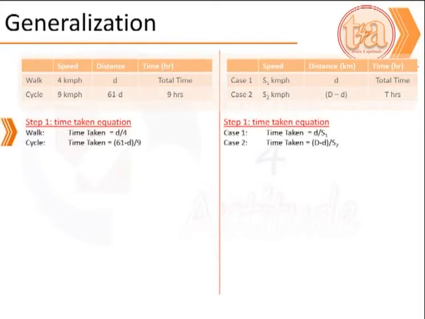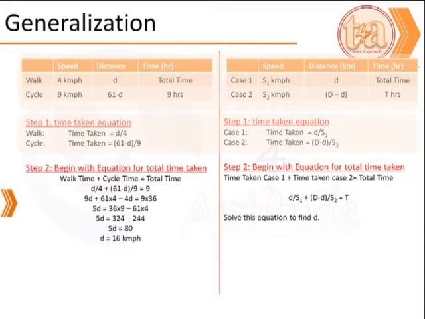Next, we form equations for the time taken in both cases, case 1 and case 2. That is, time taken in case 1 is equal to distance small d divided by speed s1. Time taken in case 2 is equal to distance capital D minus distance covered in case 1, that is small d, divided by the speed s2.